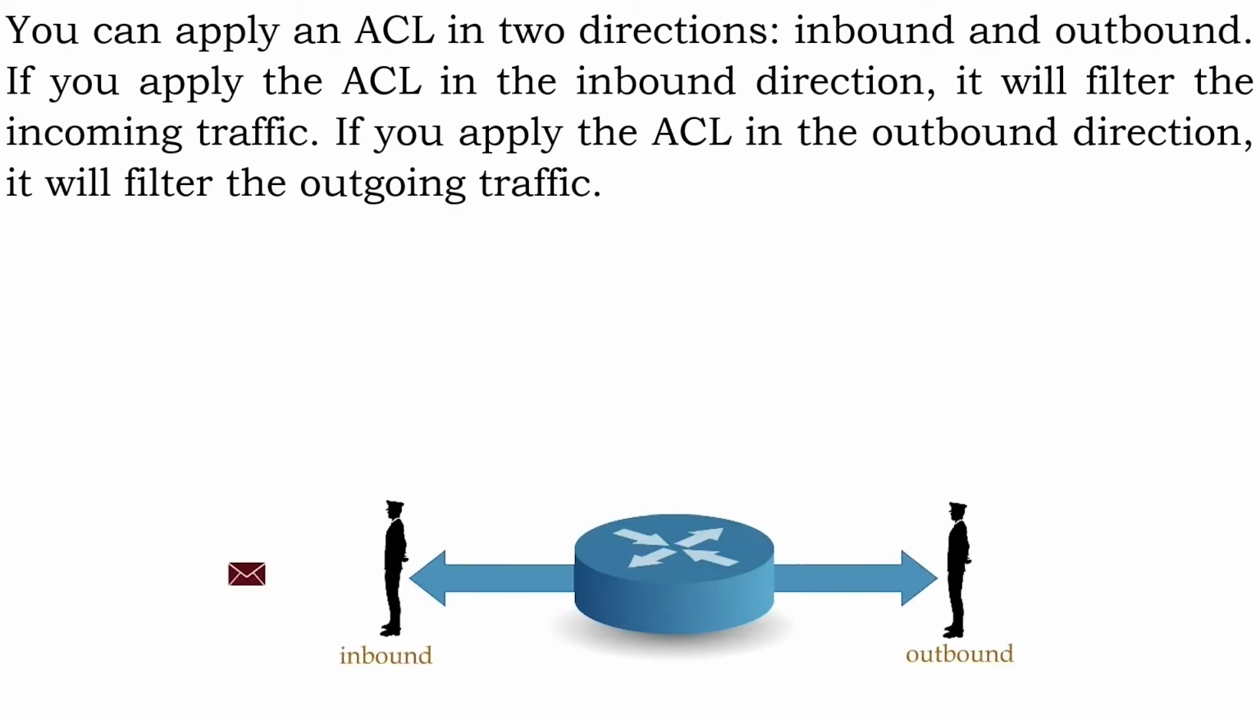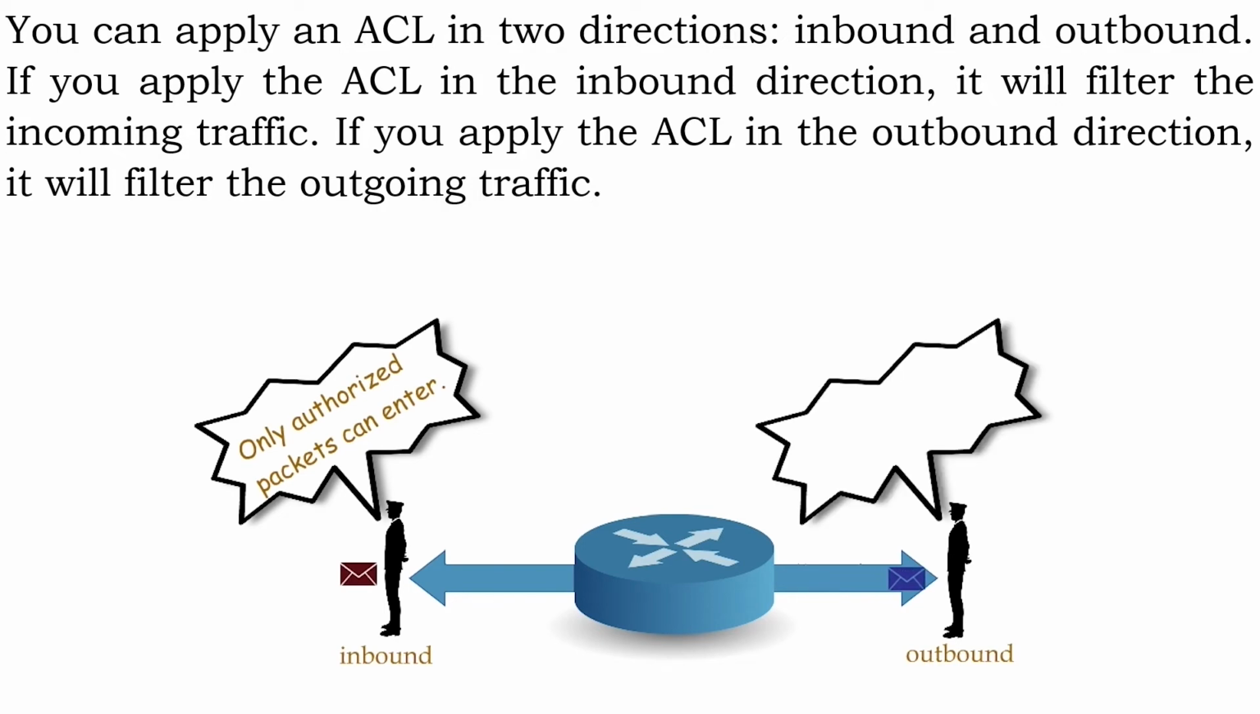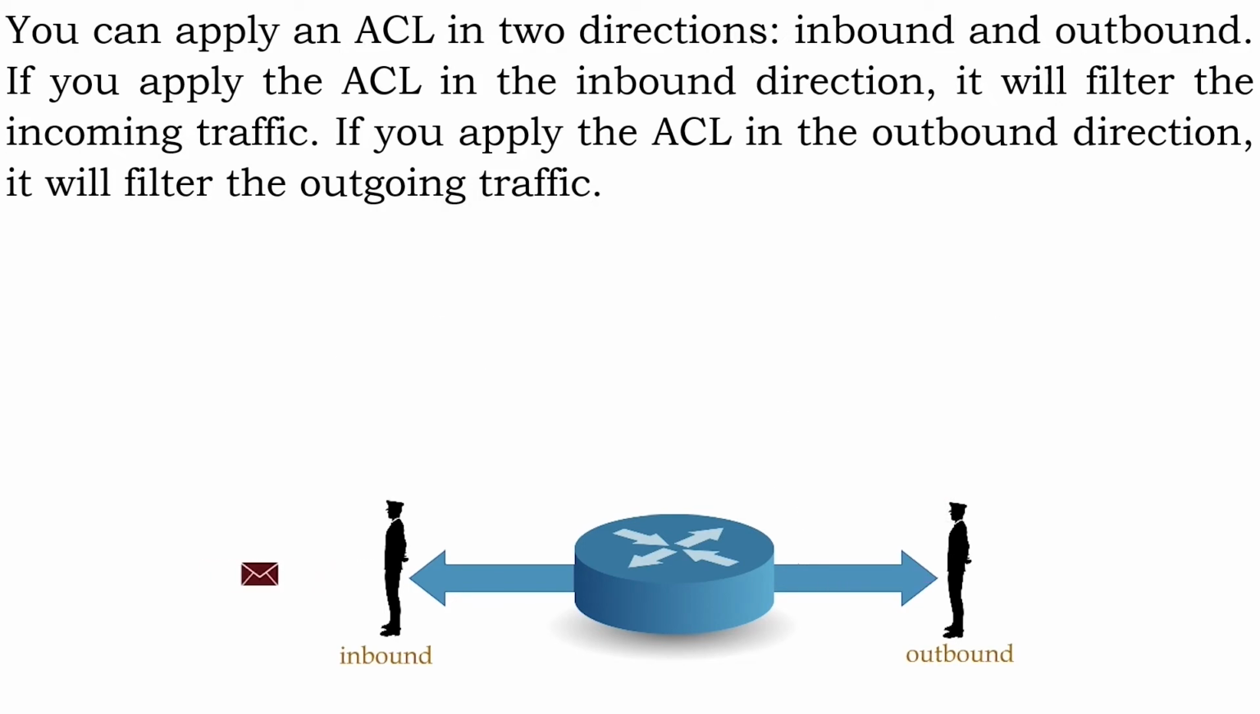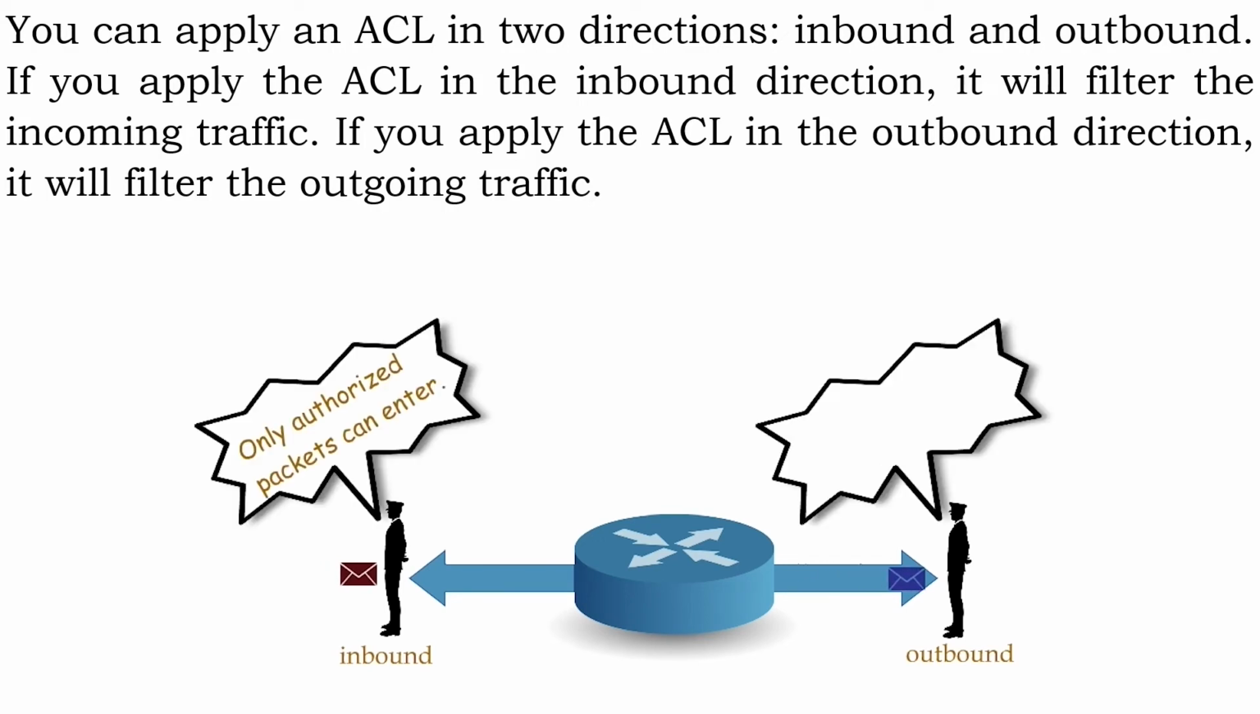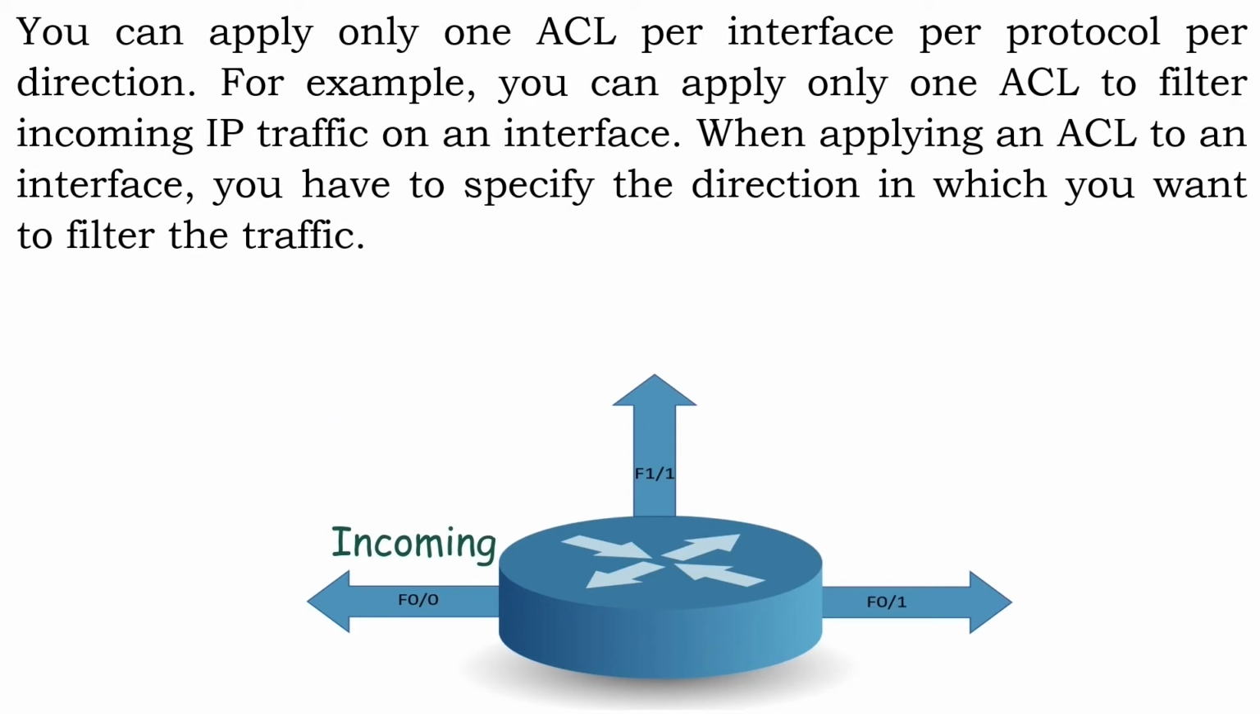You can apply an ACL in 2 directions, inbound and outbound. If you apply the ACL in the inbound direction, it will filter the incoming traffic. If you apply the ACL in the outbound direction, it will filter the outgoing traffic. You can apply only one ACL per interface per protocol per direction. For example, you can apply only one ACL to filter incoming IP traffic on an interface.